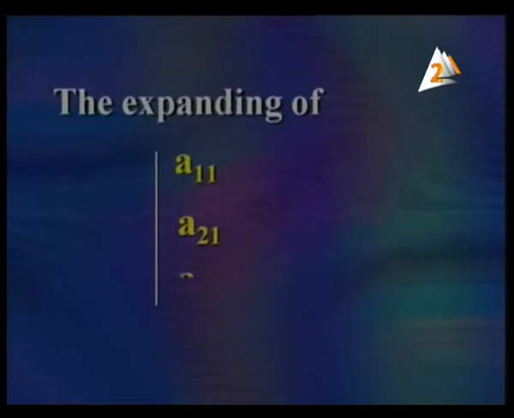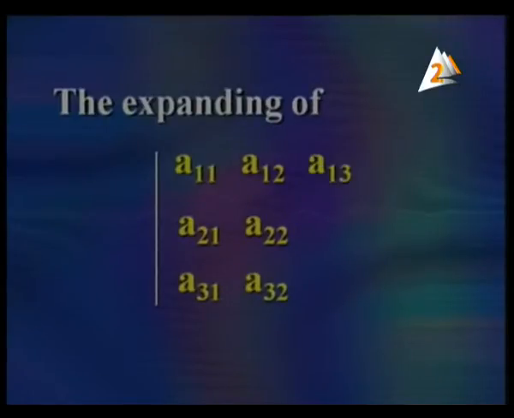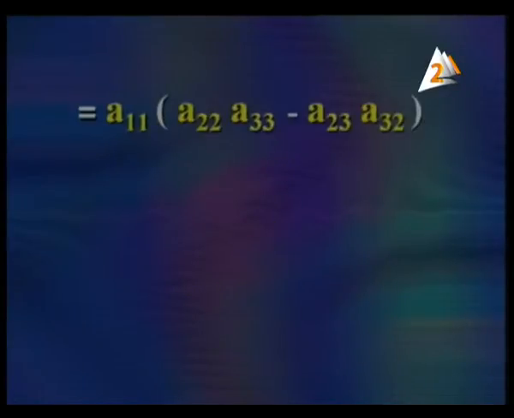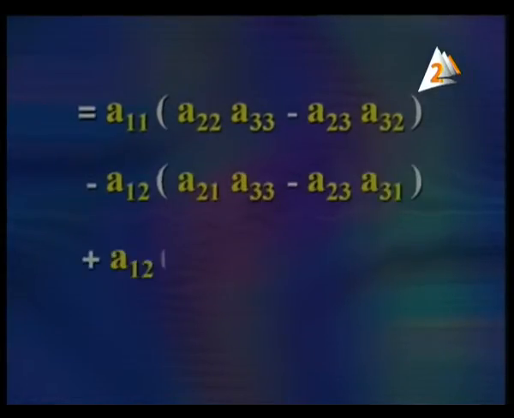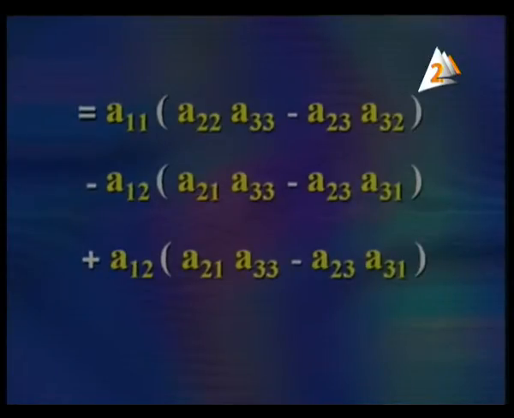Determine the expansion of A11, A21, A31, A12, A22, A32, A13, A23, A33 by using the column. By using the row: A11, A12, A13. A11 multiplied by A22 times A33 minus A23 times A32 by cross multiplication. Also negative A12, plus A13, by the determinant of the cofactor.